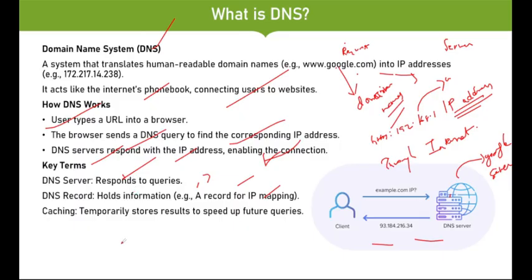Then caching temporarily stores results to speed up future queries. So let's say if it is required to run the same query again, it will have some cache storage. So at that time, you don't need to find any IP address. It will have the cache, the storage, and it gives the responses from there itself.